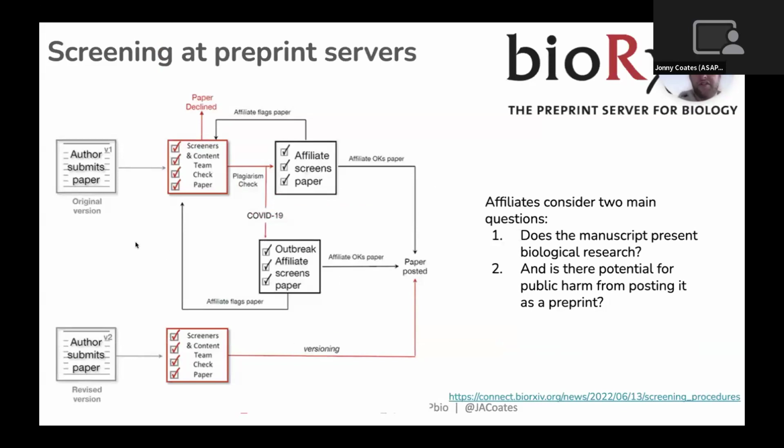And the other thing you can do with most preprint servers, but again, just BioArchive as an example, is you can also then update your preprint. Updating your preprint does not go through quite the same process. It still goes through the initial screening check, but you don't need to have an affiliate screen your paper again. And still, updating it takes around the 48 hours mark.